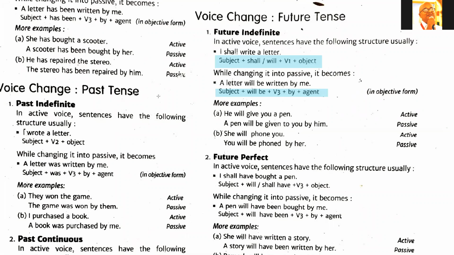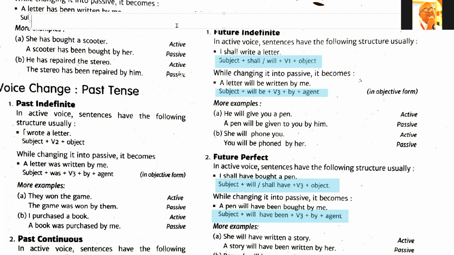Future perfect. Here we use subject plus will or shall have plus V3. I shall have bought a pen. मैं एक पेन खरीद चुका हूँगा. So that is future perfect. Passive would be a pen will have been bought by me. So subject के साथ will have been, फिर V3 बैठता है, and then by agent. But in this case, future continuous is not given.